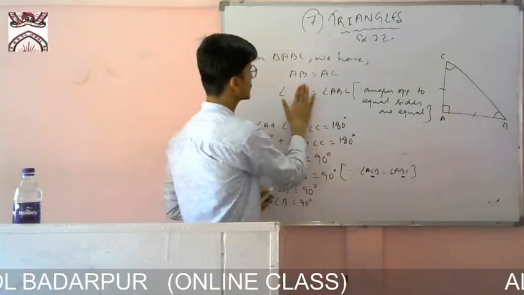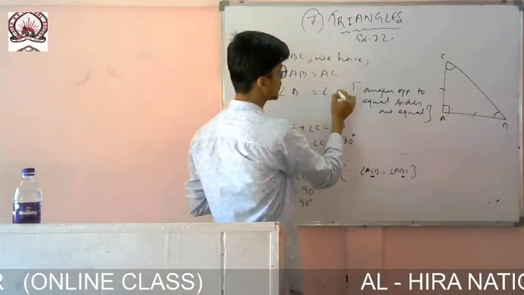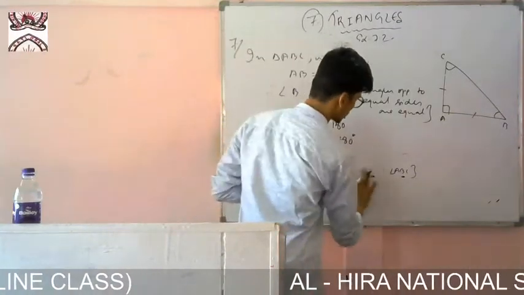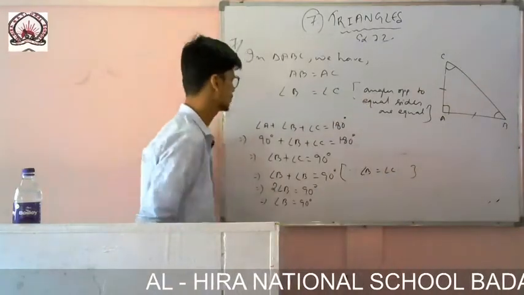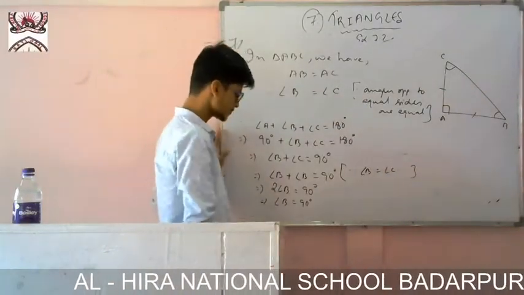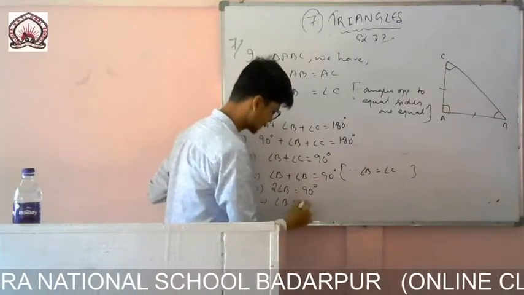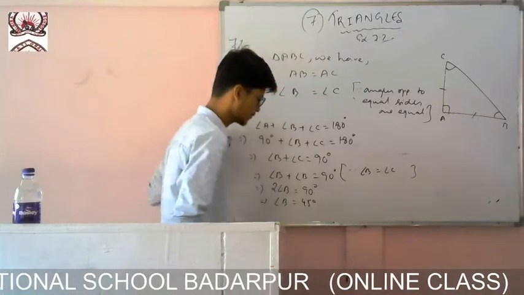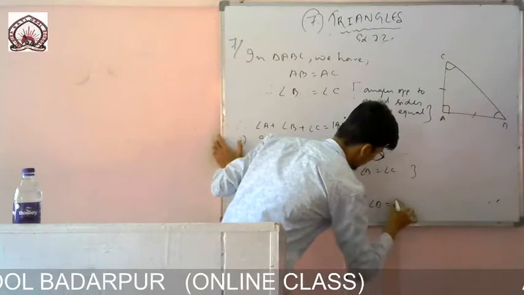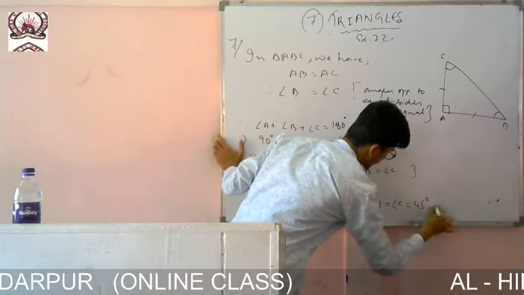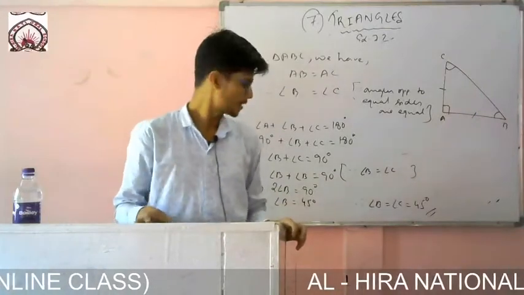Okay, if you have a problem, you write it like this. It will be a shortcut. Angle B is equal to angle C. So there also you can write angle B is equal to angle C. So it will be easy. So angle B is 90 divided by 2, that is 45 degrees. So if B is 45, then angle B equals angle C equals 45 degrees. So this is the value. Angle B equals angle C is equal to 45 degrees.